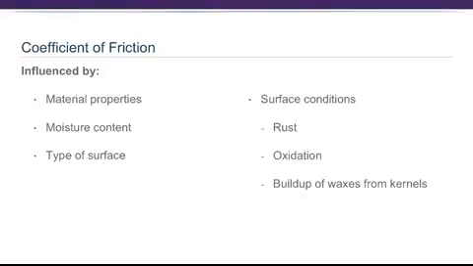Other things that might be important would be things like rust or oxidation of the surface. And interestingly enough, you can also have buildup of waxes from the kernels. I mentioned the cuticle in the corn kernel is basically a waxy covering around it. There was one study where they were doing some measurements on coefficient of friction, and they found that the values were changing with time. They got some alcohol, cleaned the surface off, basically removed the wax, and found that the coefficient of friction went back to the original values that they'd seen before.